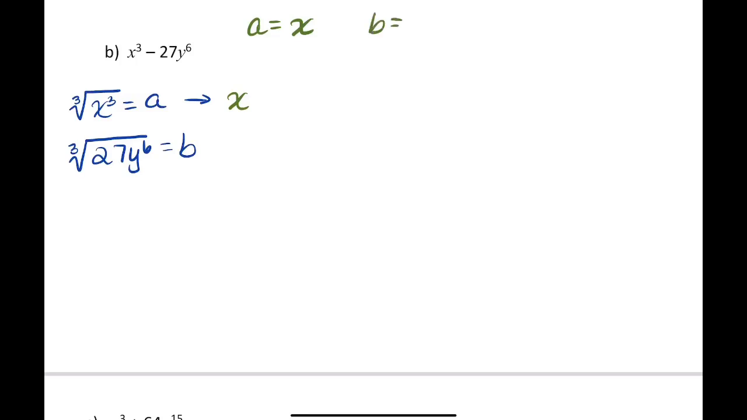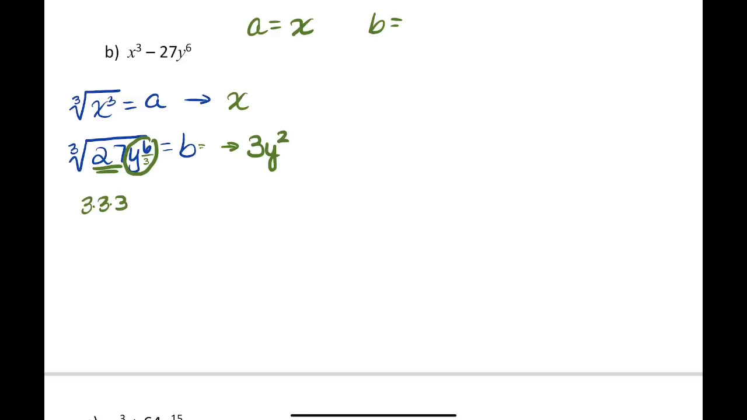Our cube root, now let's kind of break this up a little bit. Our cube root of 27, well 27 is 3 times 3 times 3. So the cube root of 27 by itself is going to be 3. And then we have an exponent. Now remember, exponents we treat differently. We're going to divide those by 3 to figure out the exponential cube root. So the exponential cube root of 6 is going to be 2.